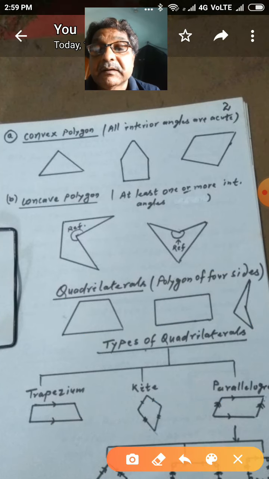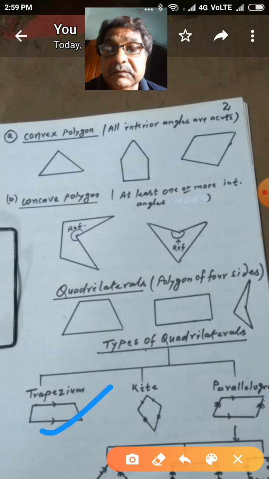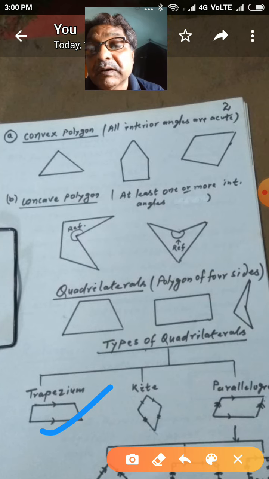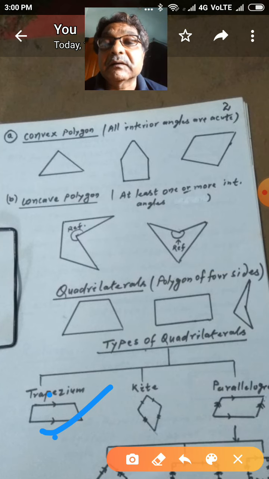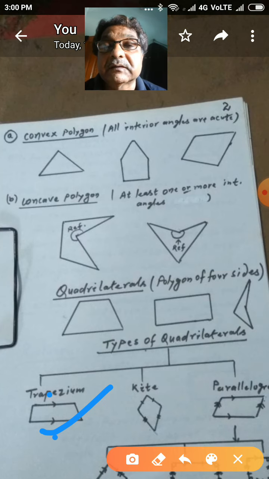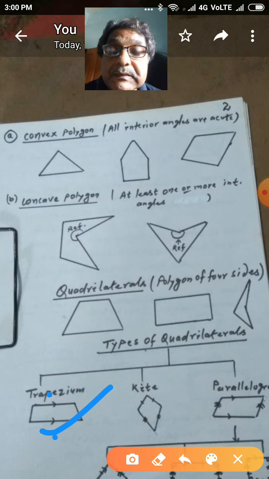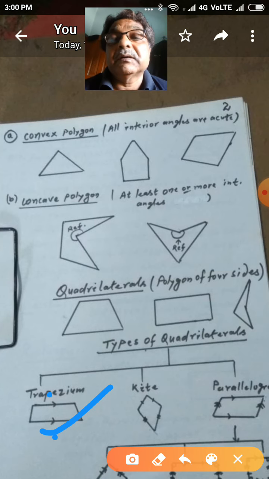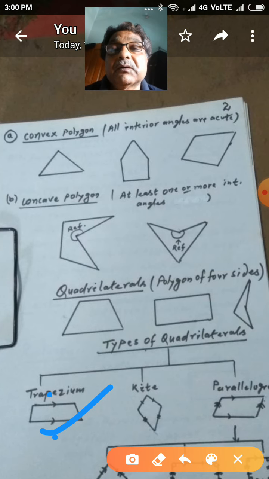Trapezium. Trapezium is such a quadrilateral whose one pair of opposite sides is parallel, as it is shown here by putting the arrow on the opposite sides. This is one pair and the other pair is not parallel. So this is the property of a trapezium. Okay, so those quadrilaterals having one pair of opposite sides parallel only are called trapezium.